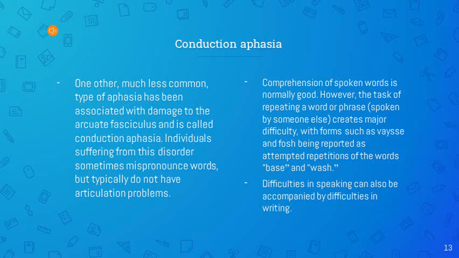However, the task of repeating a word or phrase spoken by someone else creates major difficulty, with forms such as vise and fast being reported as attempted repetition of the words best and worst. Difficulties in speaking can also be accompanied by difficulties in writing.